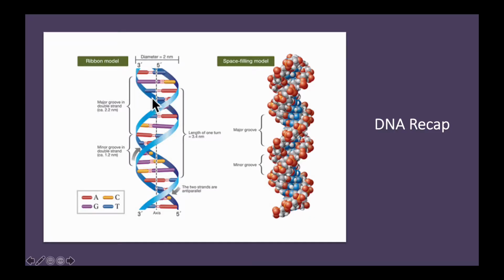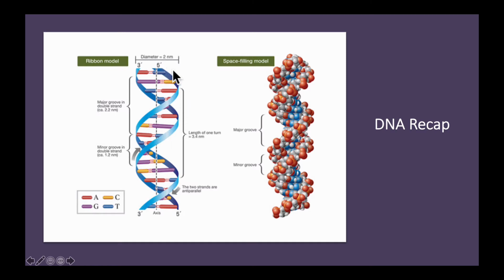So here's our double helix. So we have one helix going over here, and another helix going in this direction. Remember, they are anti-parallel. So one, for example, goes from a 3' to a 5' direction. The other is going to go from a 5' to a 3' direction. So the strands are anti-parallel.